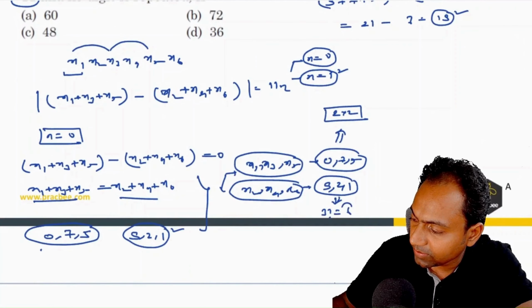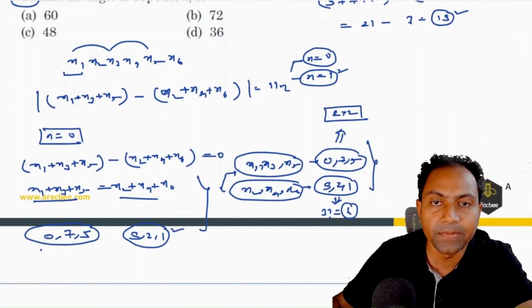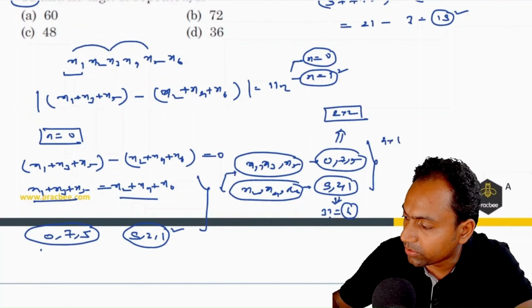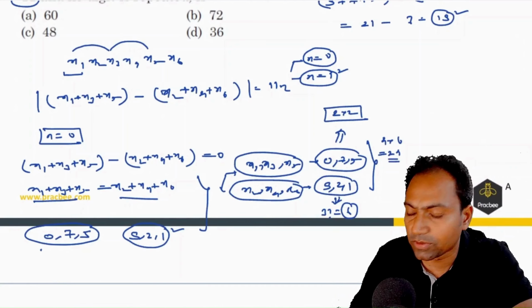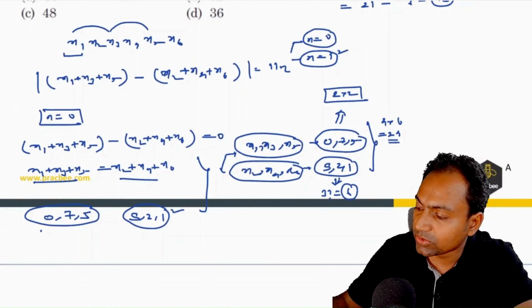So that is nothing but equal to 6. So this case will happen in 4 into 6 ways, that is nothing but 24. This is what we are getting for the first part. Now we can also exchange the values.